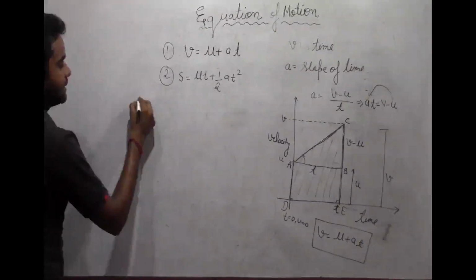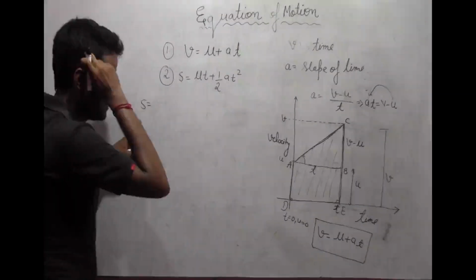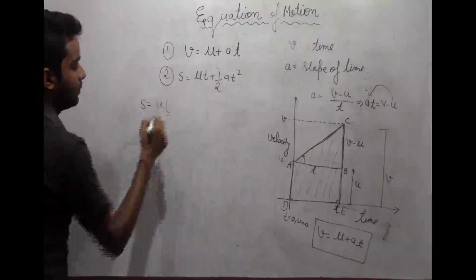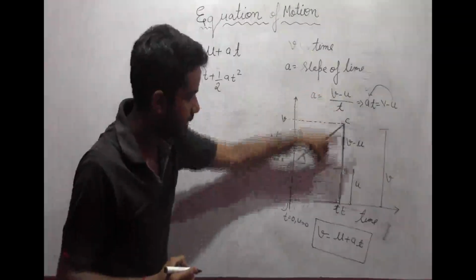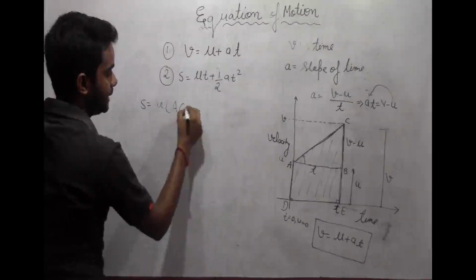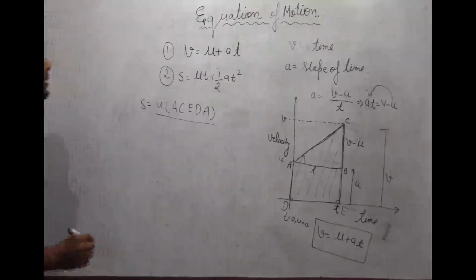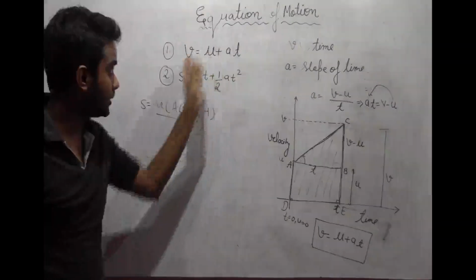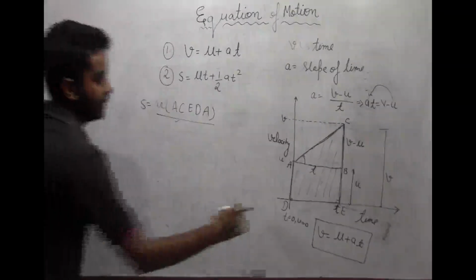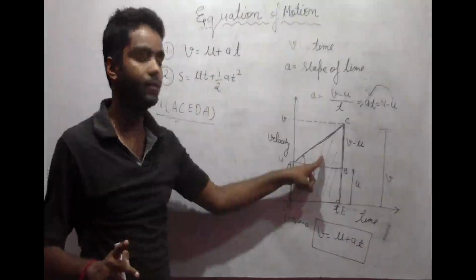Now S is equal to, in the velocity time graph, what is the total distance or displacement? You will say the total covered area. What is your covered area? The area A, C, E, D and A. If you calculate this area, you get the distance traveled by the body. You will break the whole area into two parts: first the rectangle and second the triangle.